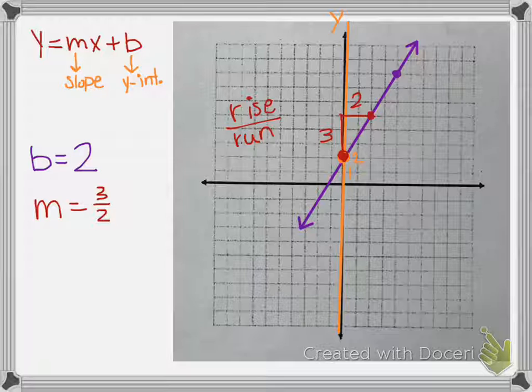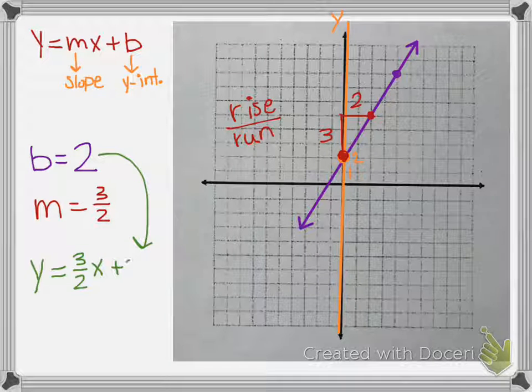And I can plug this into my equation. Y equals, and then I need to plug in my slope for m, so 3 over 2. And then you can put x behind your slope. And then I need to plug in my y-intercept, or my b. And in this case, my y-intercept is 2, so I'm going to put plus 2. Now we have found an equation for a line that was already graphed.